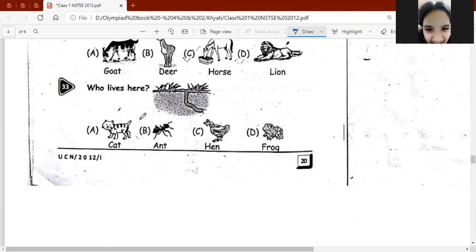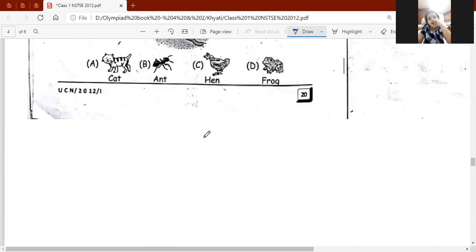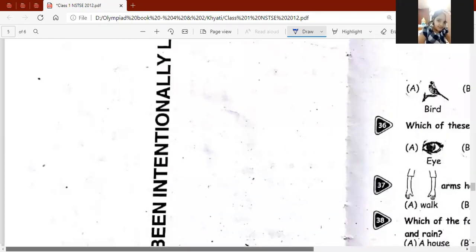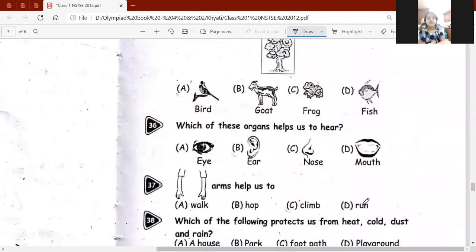Who lives here? Ma'am, is that a lake? I think it is the ground. Ma'am, a frog? No, this is the ground. It looks like a plant. This is grass. So, an ant lives here. Hen? Ant, ant. Yeah, ant. Okay. Next question.